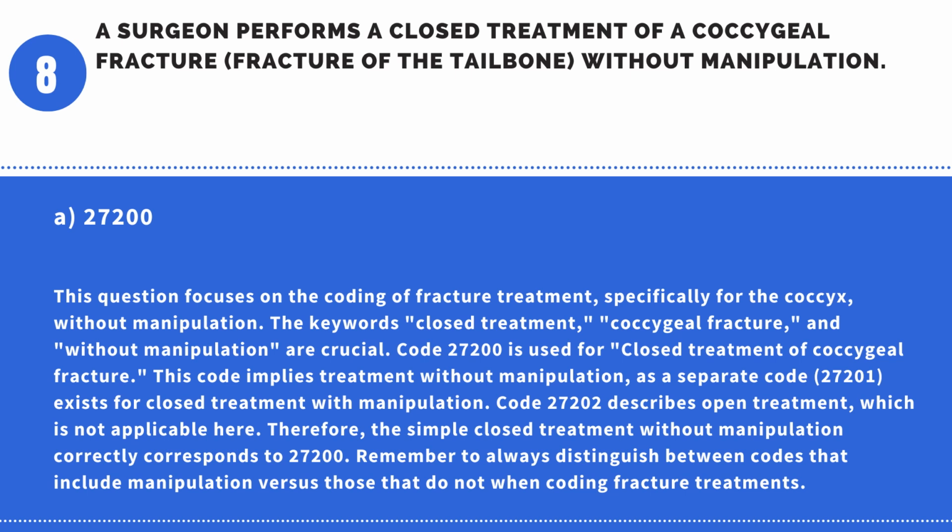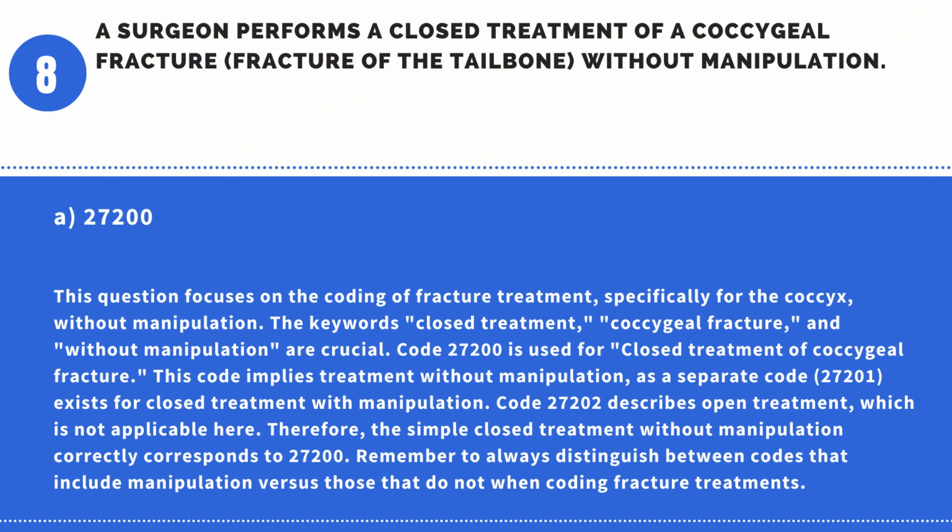27200. This question focuses on the coding of fracture treatment, specifically for the coccyx, without manipulation. The keywords closed treatment, coccygeal fracture, and without manipulation are crucial. Code 27200 is used for closed treatment of coccygeal fracture. This code implies treatment without manipulation, as a separate code, 27201, exists for closed treatment with manipulation. Code 27202 describes open treatment, which is not applicable here. Therefore, the simple closed treatment without manipulation correctly corresponds to 27200.